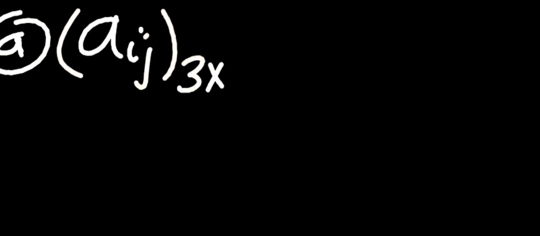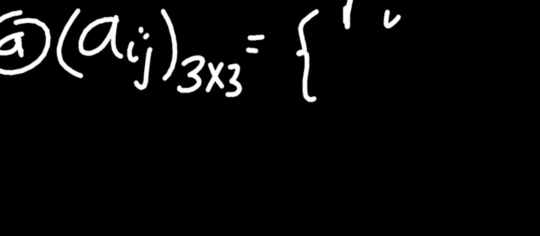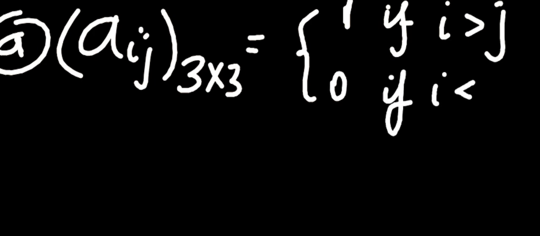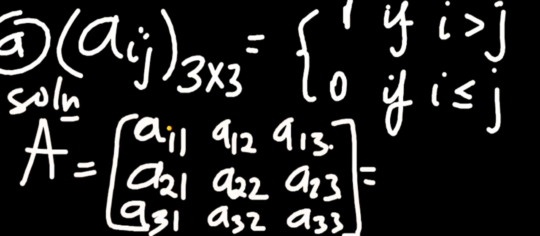So example one, let's say we have A_ij, 3 by 3. We have this to be 1 if i is bigger than j, and we have this to be 0 if i is less than or equal to j. I'm writing this out so I can see how my i and j look. So we have 1 if i is bigger than j. So when is i bigger than j? i is the row.